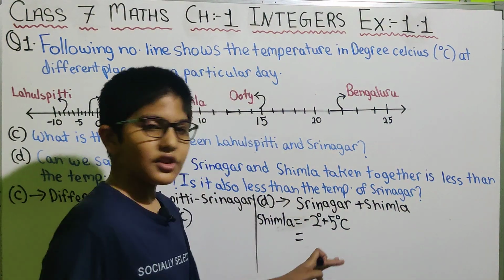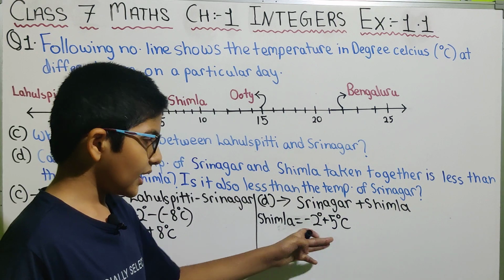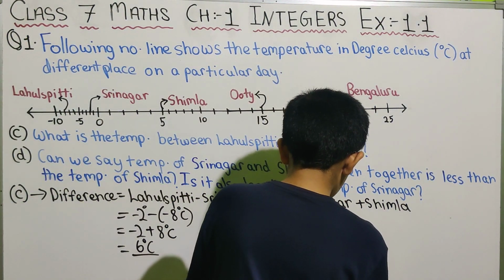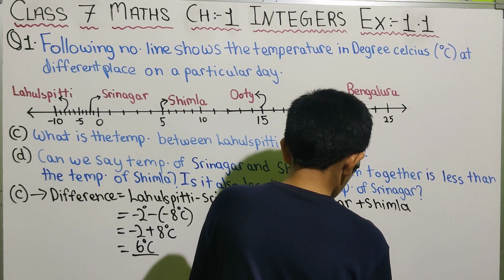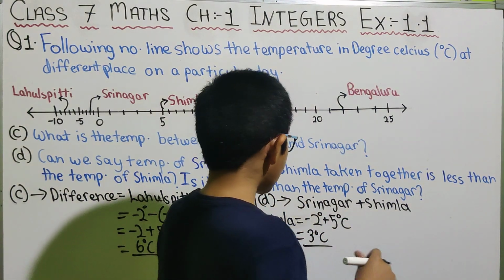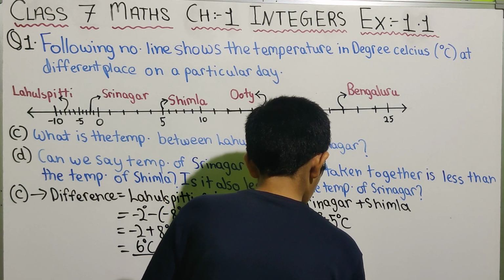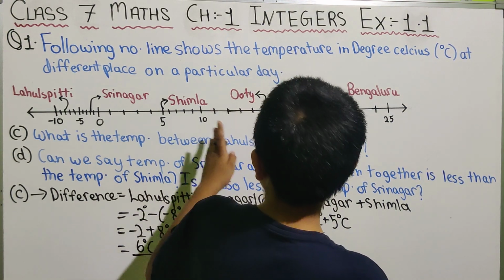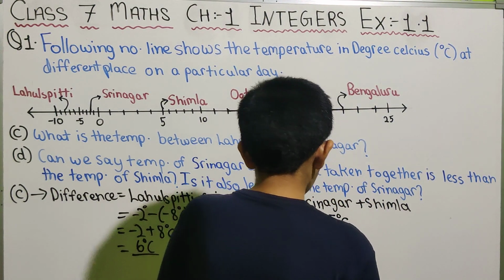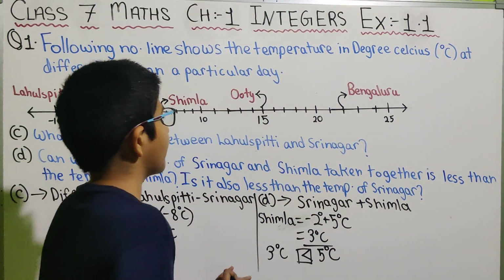Then here see, which is the bigger unit? 2 is bigger or 5 is bigger? 5 is bigger. So we'll do 5 minus 2. 5 minus 2 is how much? 3. So our answer will be 3 degrees Celsius. 3 degrees Celsius we got. So now we have to find whether 3 degrees Celsius is bigger than Shimla or not. And Shimla temperature is how much? 5 degrees Celsius. Which is bigger? 3 is bigger or 5? 5 is bigger. So Shimla temperature is bigger.